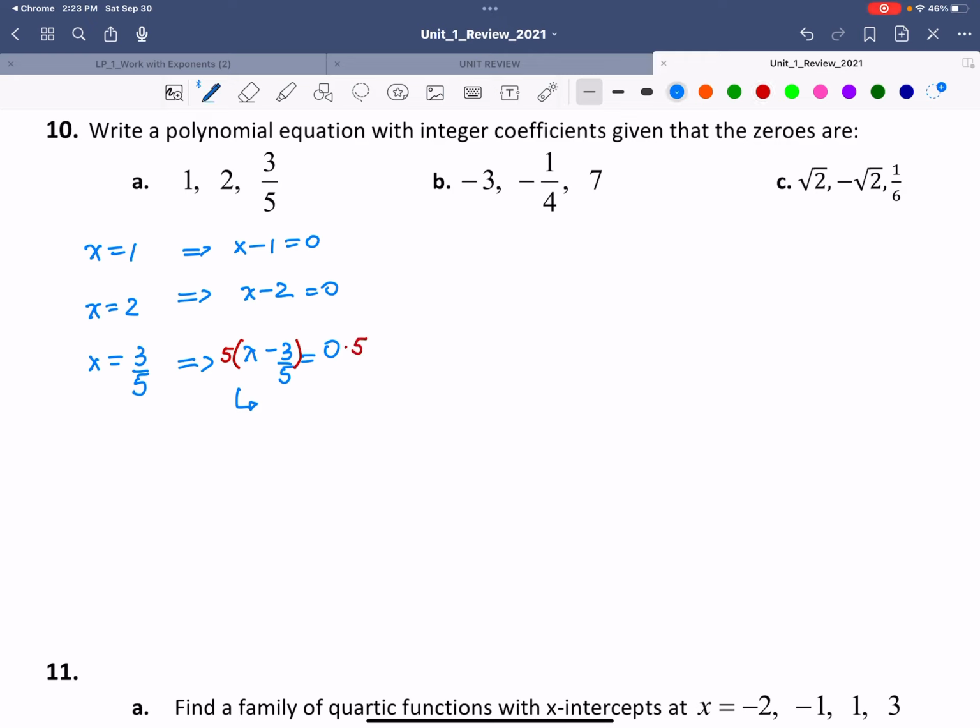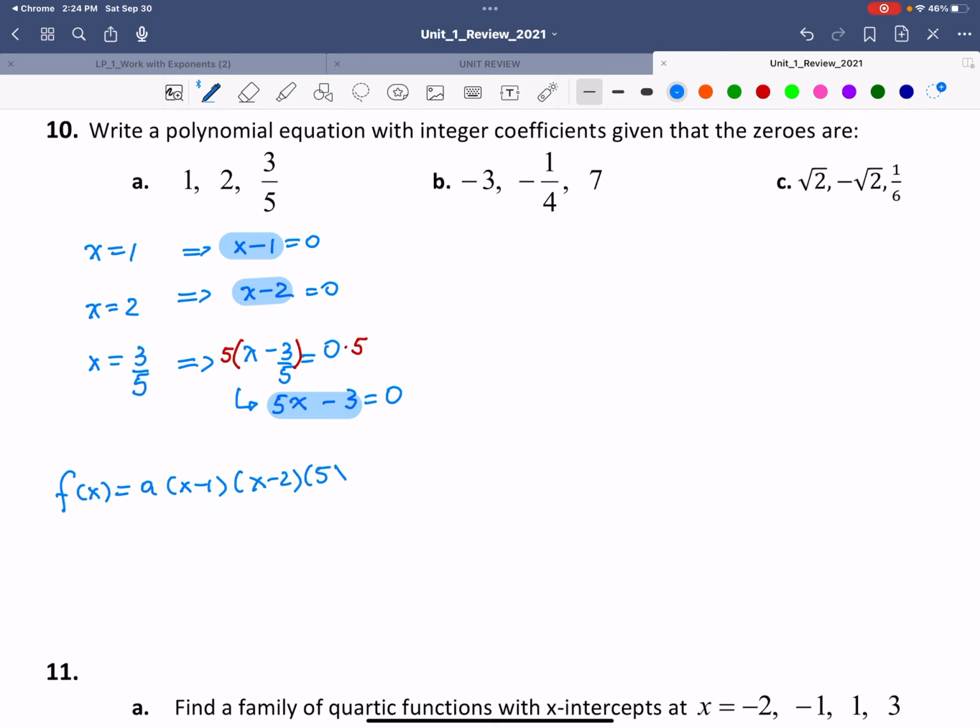That will change this factor to become 5x, which means 5 times x here, and 5 times negative 3 over 5, which is negative 3, which equals 0 on the other side. So therefore, the factors of this polynomial equation are x minus 1, x minus 2, and 5x minus 3. So the equation could have been in the form a times (x minus 1)(x minus 2)(5x minus 3).